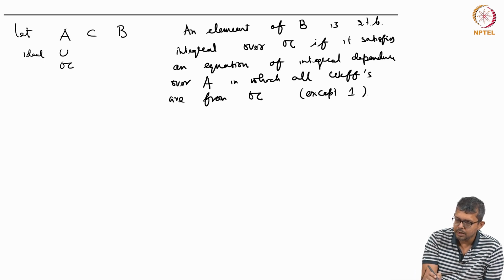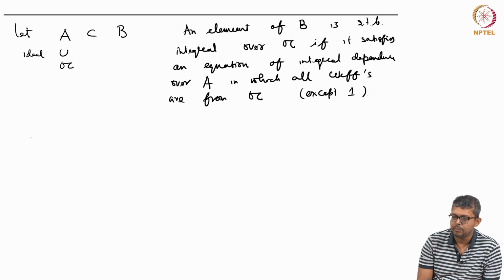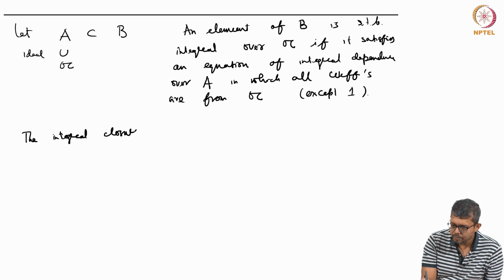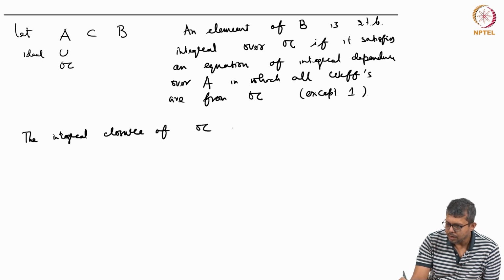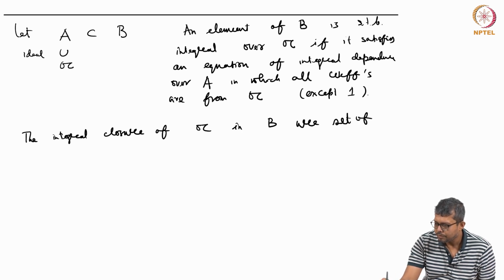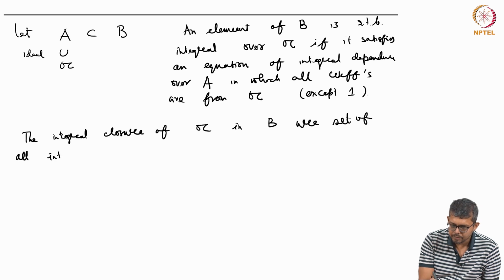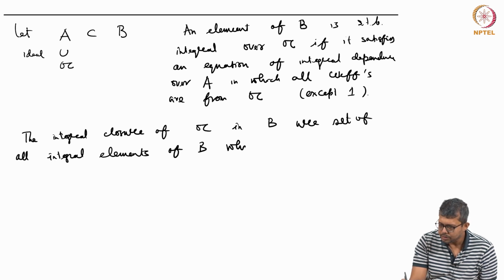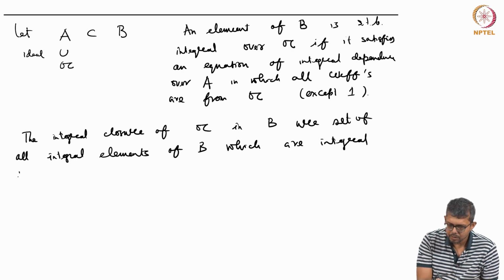So similarly, you can talk about the integral closure of 𝔞 in B. So the integral closure of 𝔞 in B is the set of all elements of B which are integral over the ideal 𝔞.